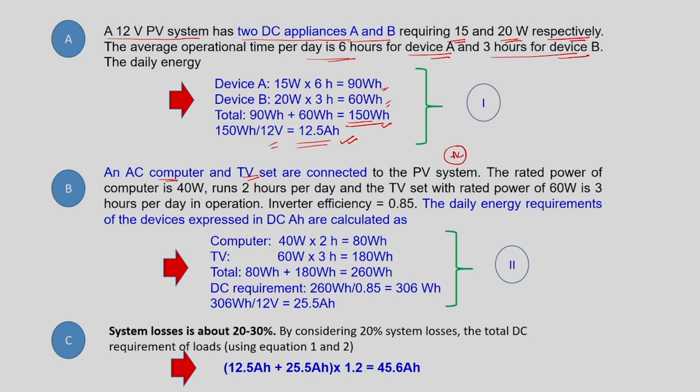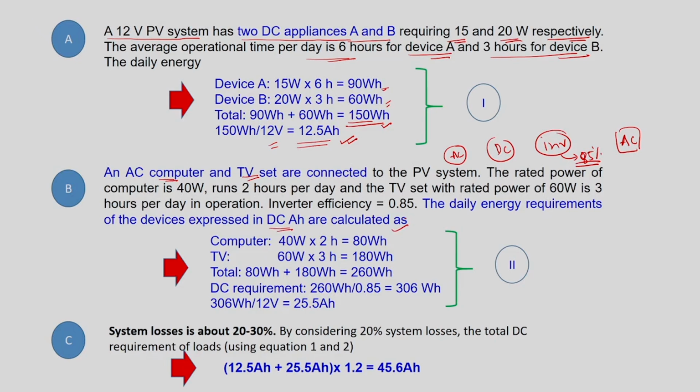So, if we consider an inverter, in order to have AC, we need an inverter from DC. And we need to know the efficiency. Let us consider the efficiency of this inverter is 85%. Under this condition, the daily energy requirement of the device expressed in DC ampere hour can be calculated.